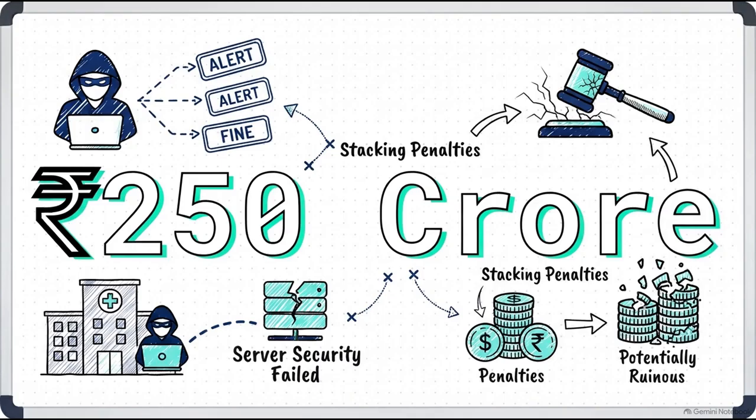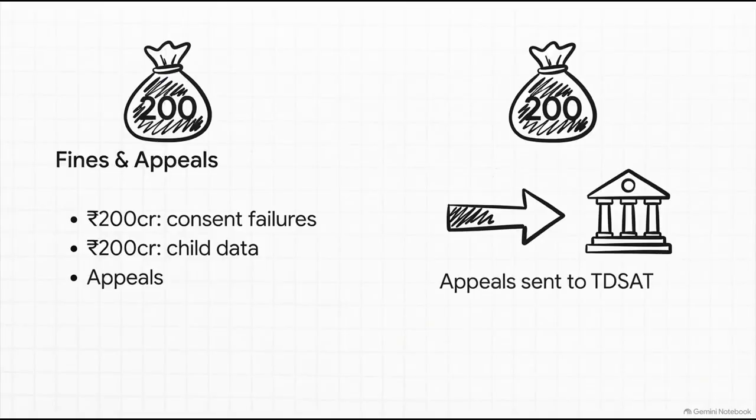Let's run through a rapid-fire hypothetical. Imagine a hospital network gets hacked. If they failed to secure their servers properly, boom, 250 crore maximum fine. But if they also failed to immediately alert the board about the breach, that is another massive fine stacked right on top of the first one. The compounding math here is deliberately designed to terrify companies into taking compliance seriously. It creates potentially ruinous financial consequences for any negligence. The financial stakes are just astronomically high across the board.